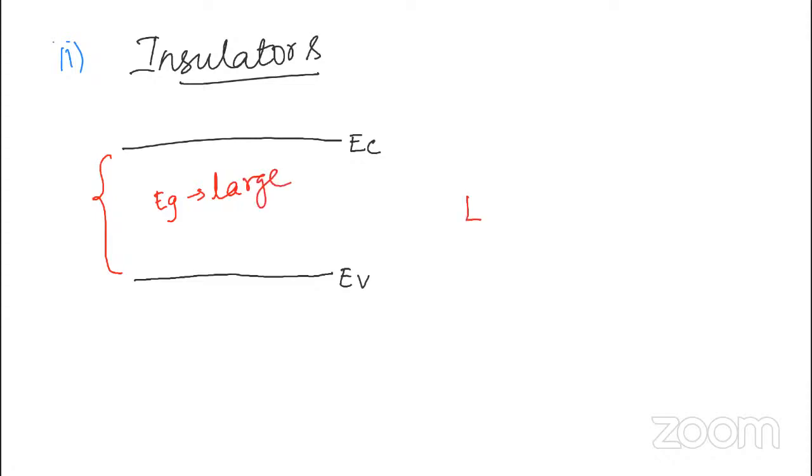The value is greater than 3 electron volt. All the materials with more than 3 electron volt will be insulators. Okay.